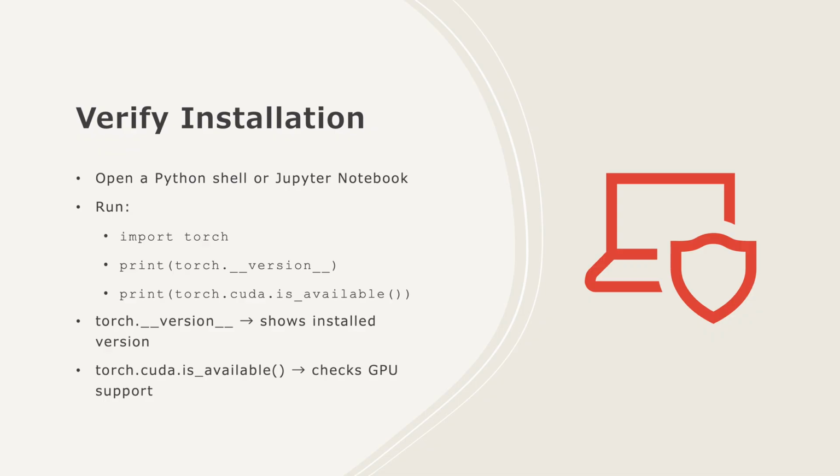Step 3. Check whether your system can use a GPU. For that, type torch.cuda.is_available() with parentheses at the end. If it prints the word True, that means PyTorch can see your GPU. If it prints False, that's fine too. It just means you'll be using the CPU.